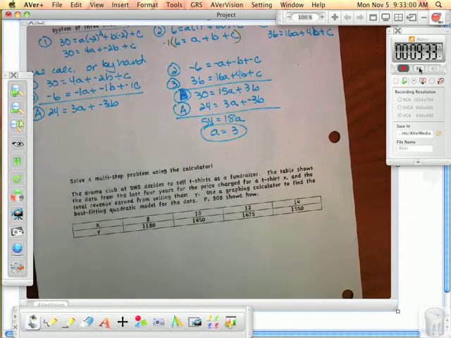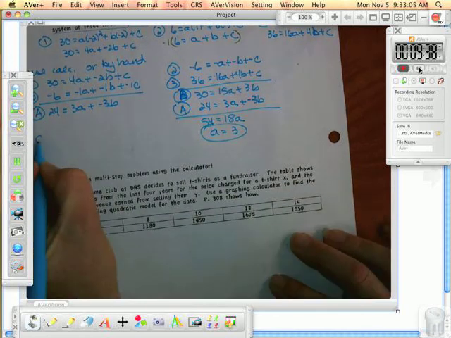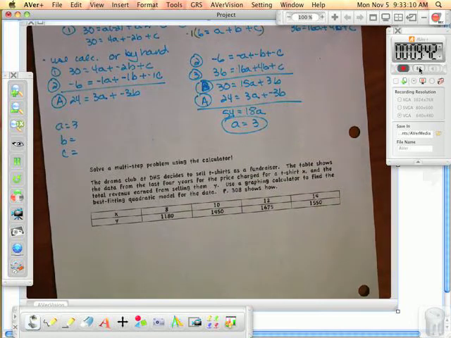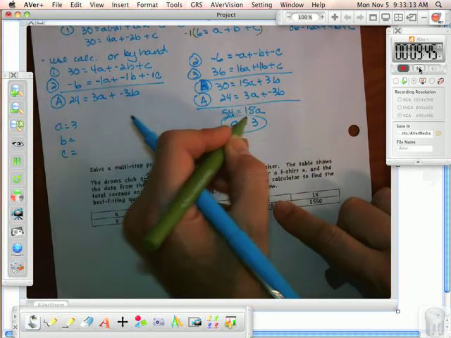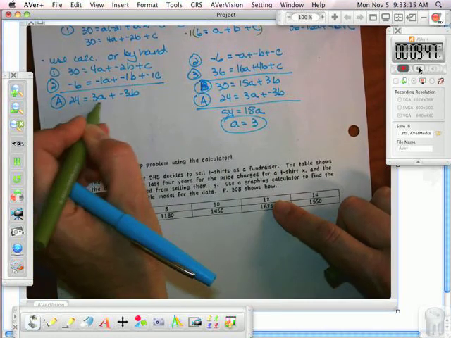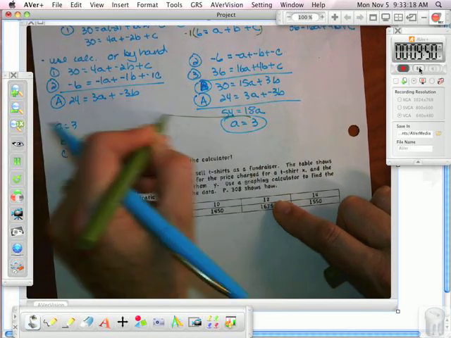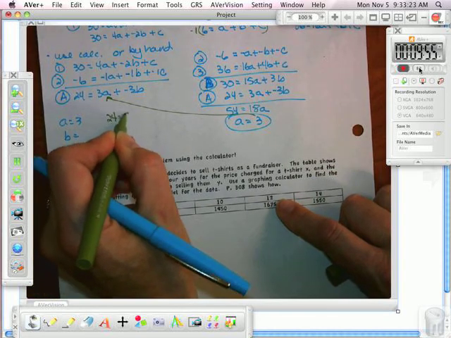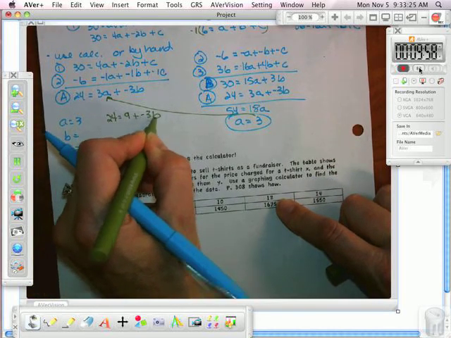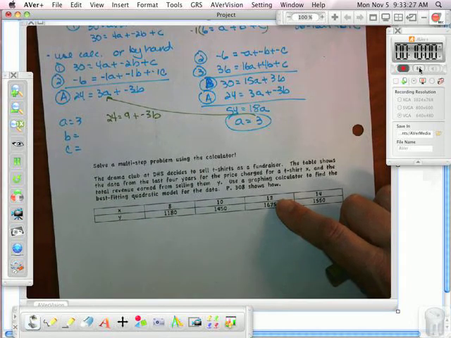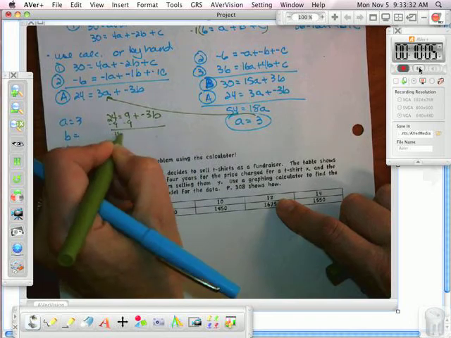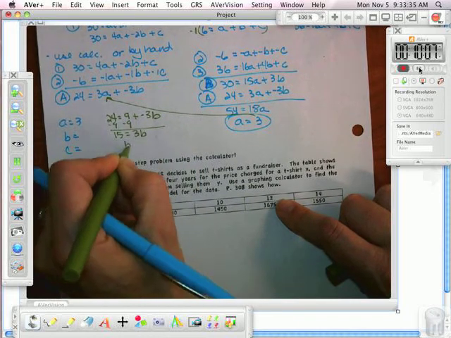Now, I need A, B, and C. I'm going to say A is 3. I need B. I need C. Doesn't matter what you do. Let's take this A equals 3 and plug it into this one right here. I'm going to take and plug it into there. And get 24 equals 9 plus -3b. Subtract 9. And B equals negative 5.